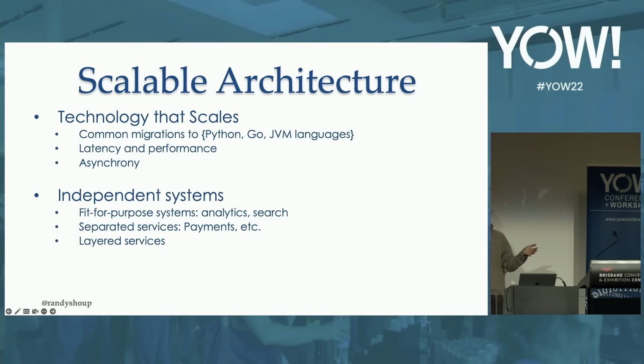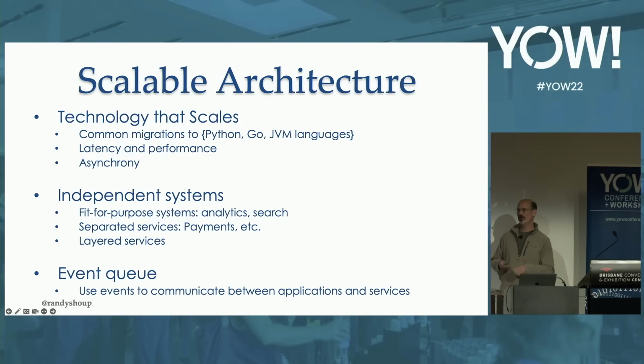Now we want to start introducing what I'll call independent systems. So here's the phase where we're introducing fit-for-purpose systems, like separate analytic systems, or a separate search. Now is the time when we're starting to build or leverage separated services, and usually it starts with money, for a lot of reasons, right? So breaking out payment systems and so on like that. And then also we're going to start layering those services.